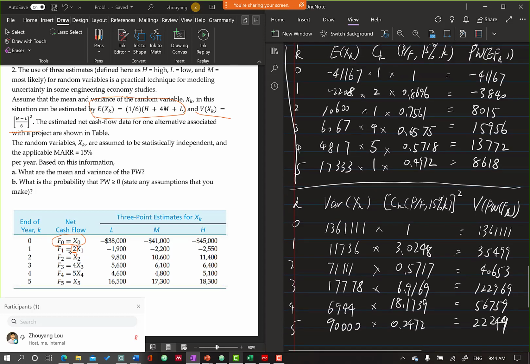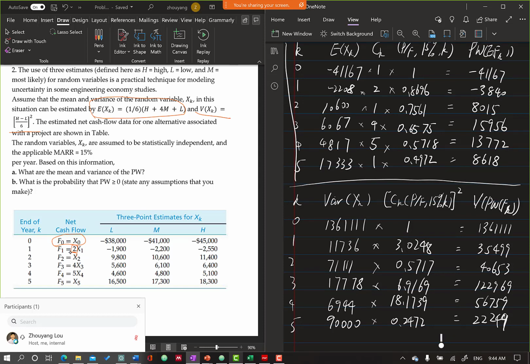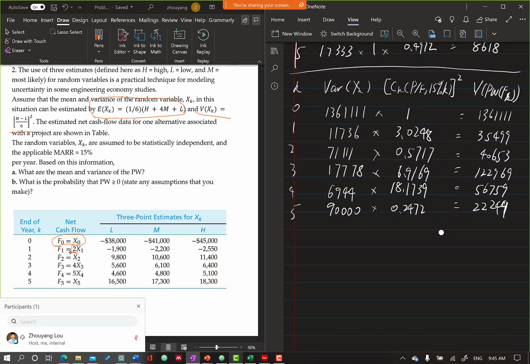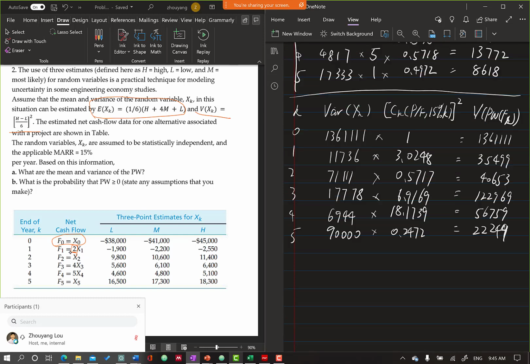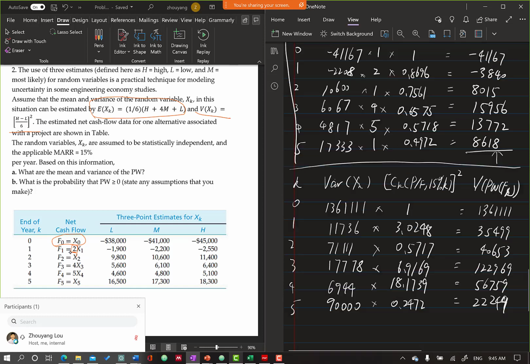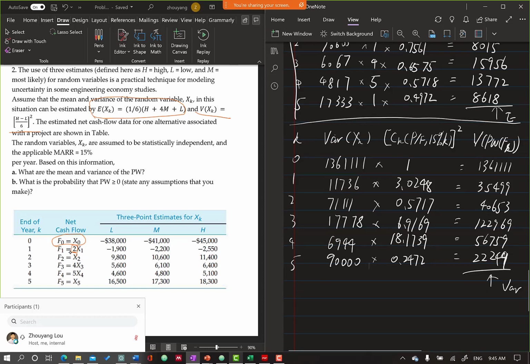Okay, now we got another table of the variance. So the variance of the present worth of cash flow at year k. And they all have this relationship. And now we are ready to calculate the expectation of the total present worth and the variance of the total present worth. So that will be just summation. Take the summation of these guys for the expectation, and summations of these guys as the variance.